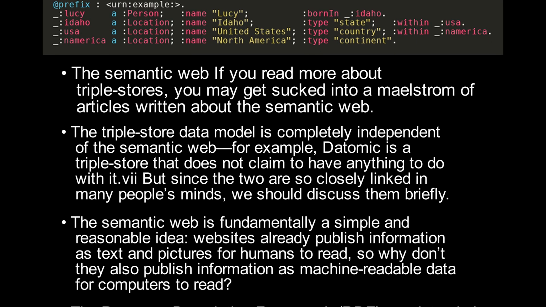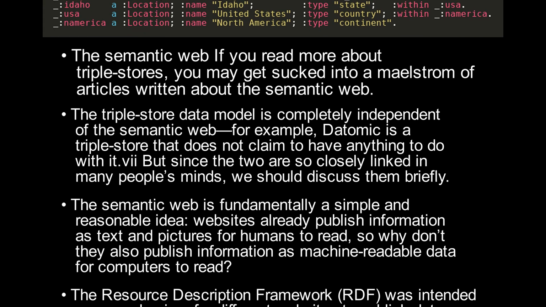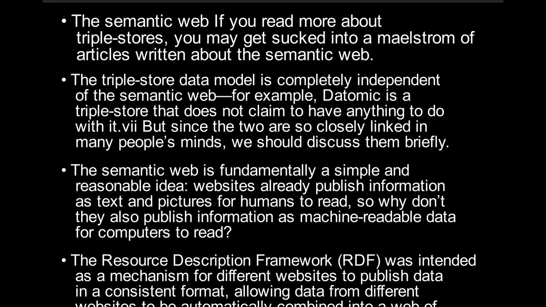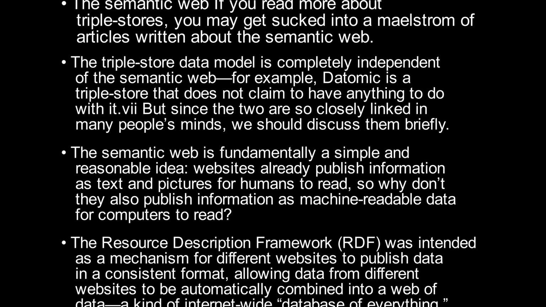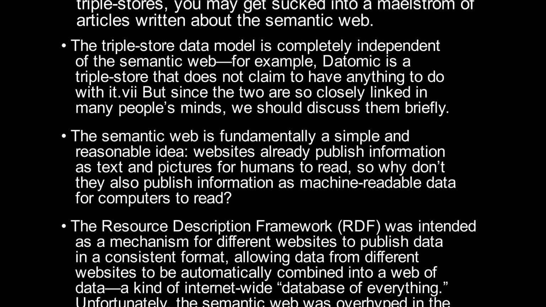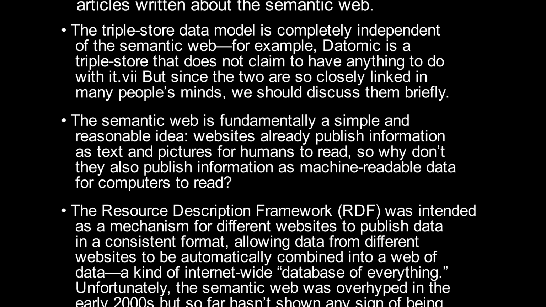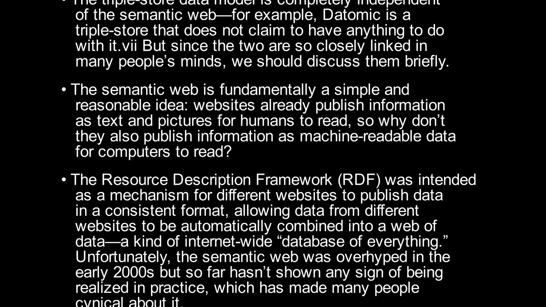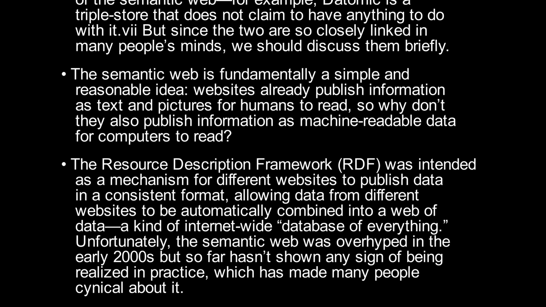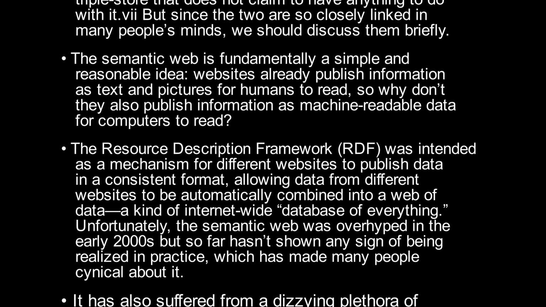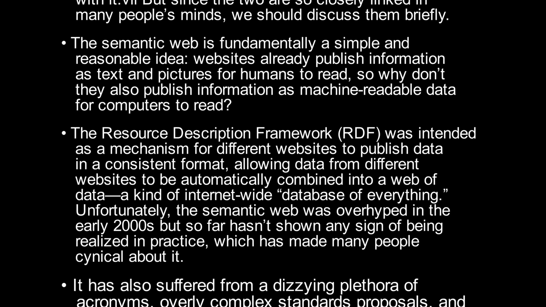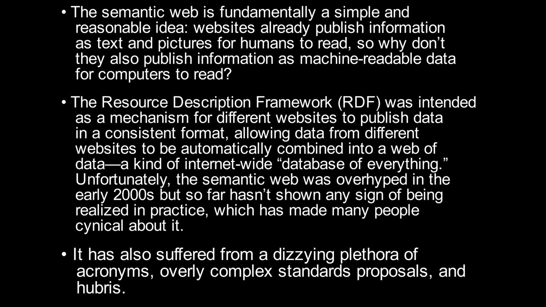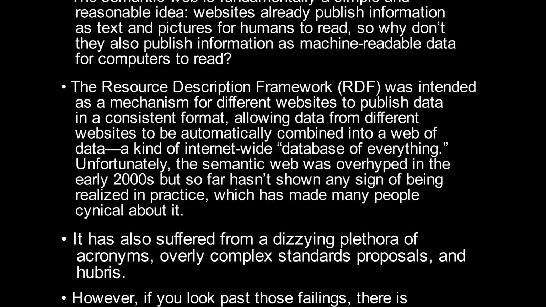The semantic web is fundamentally a simple and reasonable idea. Websites already publish information as text and pictures for humans to read. So why don't they also publish information as machine-readable data for computers to read? The Resource Description Framework (RDF) was intended as a mechanism for different websites to publish data in a consistent format, allowing data from different websites to be automatically combined into a web of data, a kind of internet-wide database of everything. Unfortunately, the semantic web was overhyped in the early 2000s, but so far hasn't shown any sign of being realized in practice, which has made many people cynical about it.